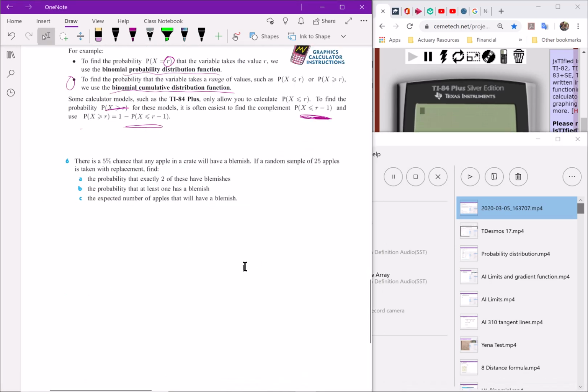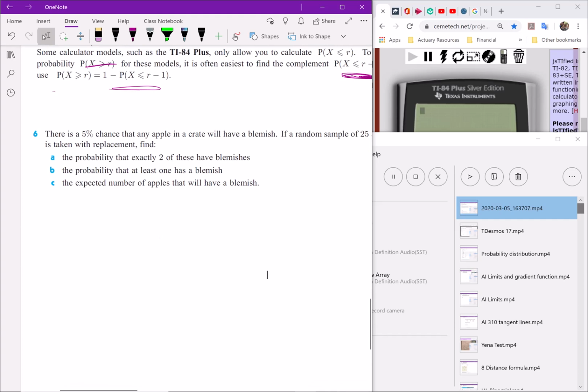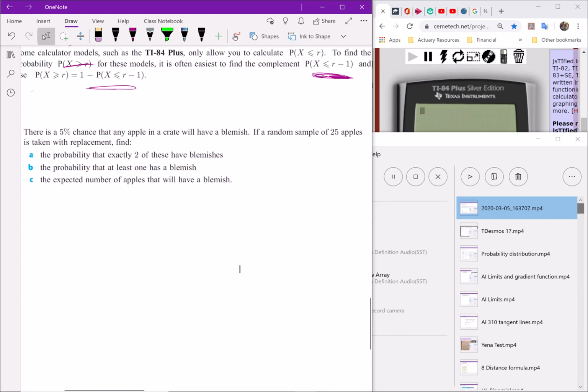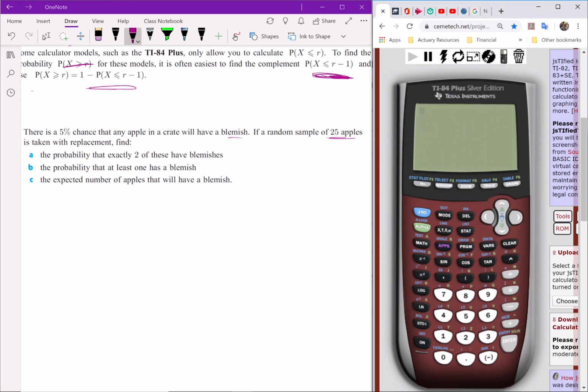Okay, so let's look at another example. There's a 5% chance that any apple in a crate will have a blemish. We're going to take 25 apples, and we're not going to replace them. Remember, binomial theorem doesn't work if we're not replacing. We want to know the probability that exactly 2 of these have blemishes.